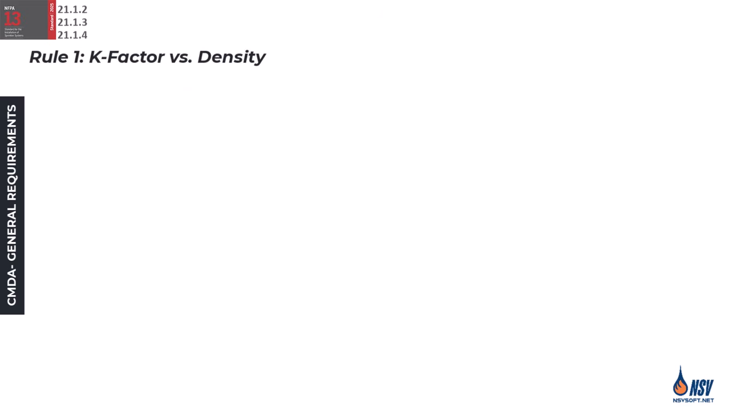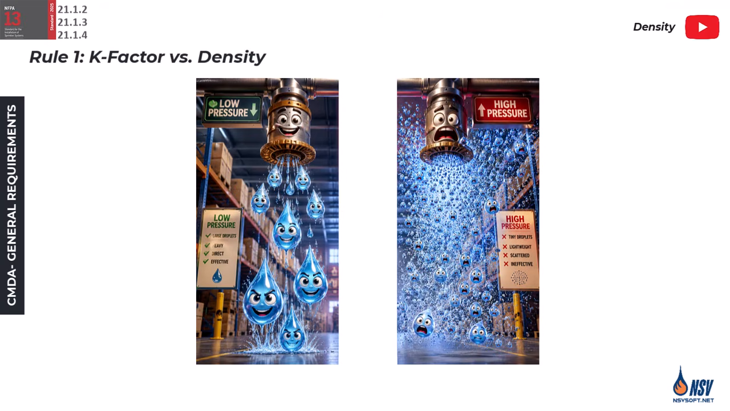First is the relationship between the sprinkler's K-factor and the minimum required density. As we reviewed in the density video, to address the concern of producing small water droplets that lack sufficient downward momentum, the standard sets a minimum acceptable K-factor based on the required design density.